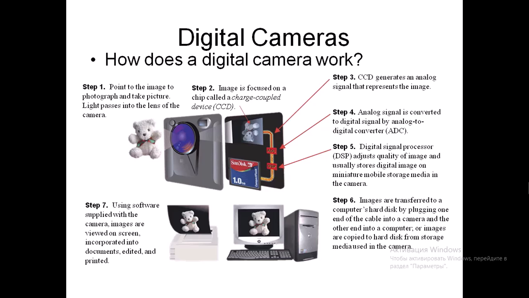Images are transported to the computer hard disk by plugging one end of a cable into the camera and the other end into the computer, or images are copied to the hard disk from the storage media used in the camera. Then, using software supplied with the camera, images are viewed on screen, incorporated into documents, edited, and printed.